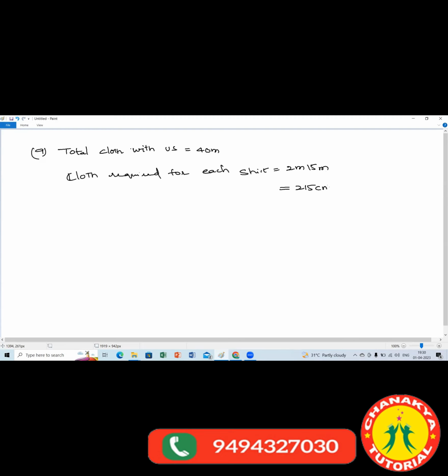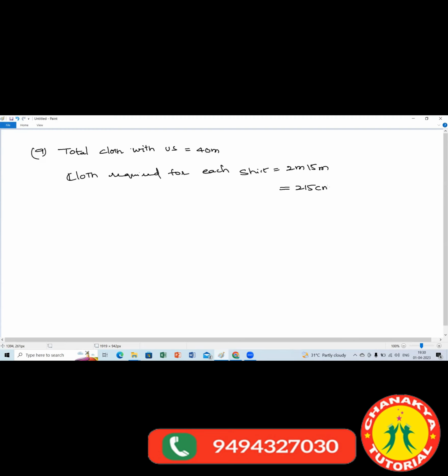You can write it as 215, because 2 meters means 200 centimeters plus 15 centimeters. So if you convert meters to centimeters, you should multiply by 100, which gives 4,000 centimeters. With 4,000 centimeters, each shirt requires 215.